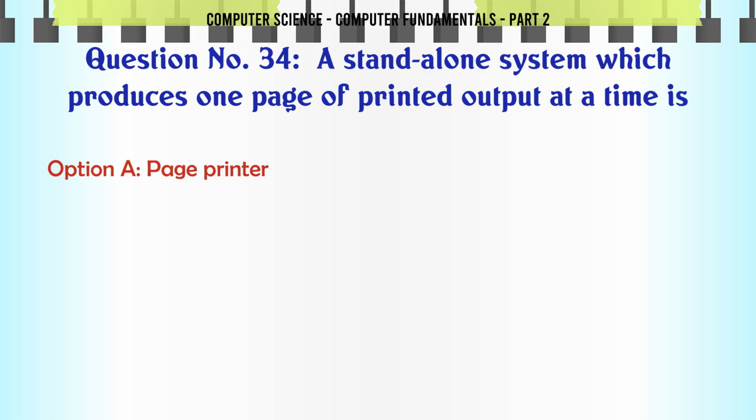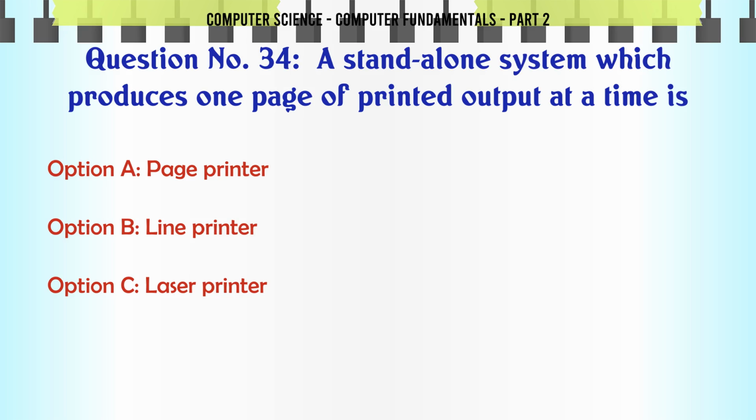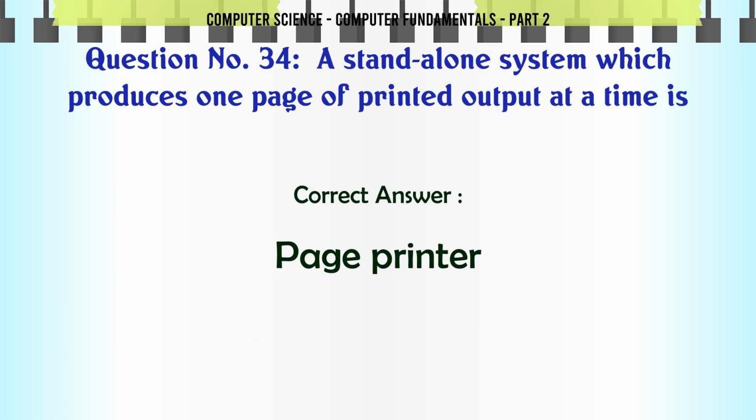A stand-alone system which produces one page of printed output at a time is A. Page printer, B. Line printer, C. Laser printer, D. Dot matrix printer. The correct answer is page printer.